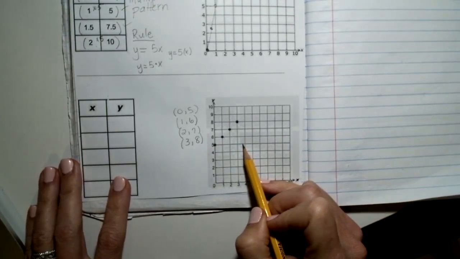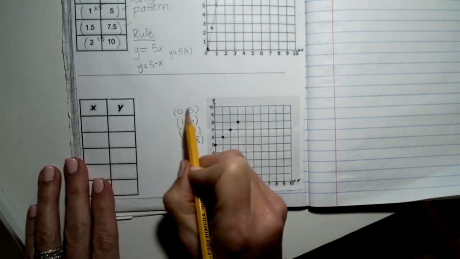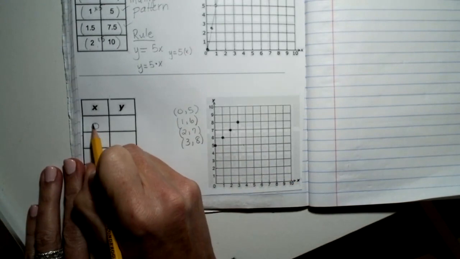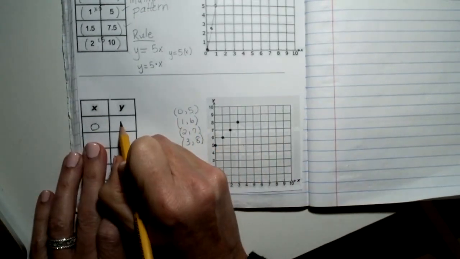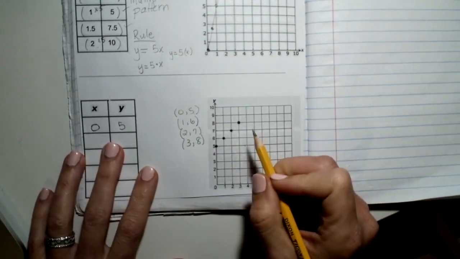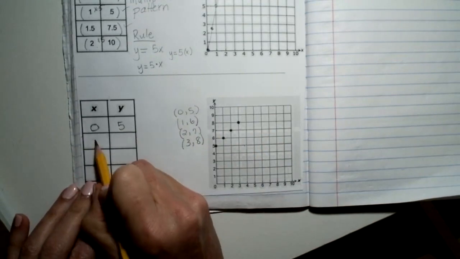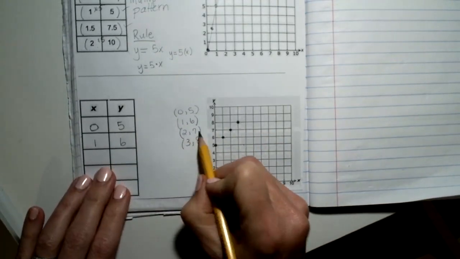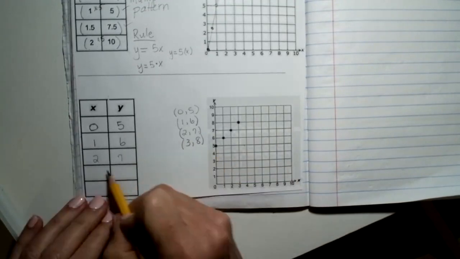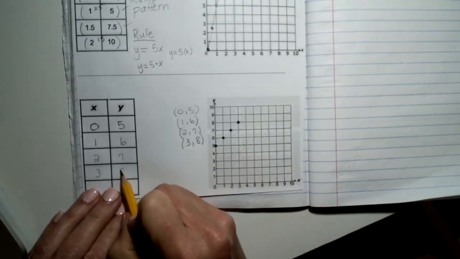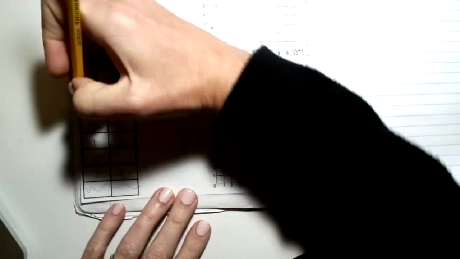Okay, so we have the ordered pairs from our graph here, and now we're going to find the rule and the pattern. Remember, the x coordinate represents the x input value, and the y coordinate represents the y output. Then we have (1, 6), and then (2, 7): 2 is the x, 7 is the y. (3, 8): 3 is the x, 8 is the y. All right, so let's find the pattern.